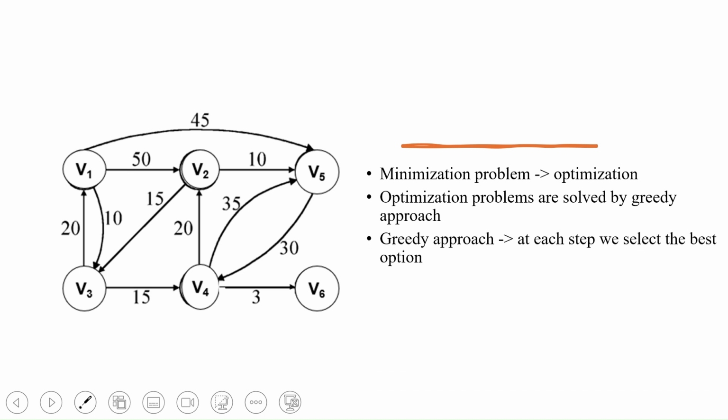So what exactly is the greedy approach? Greedy approach means at each step we select the best option. What is the best option here? Here we will select the least distance at each step. In the greedy approach, we have a predefined procedure. So here also, for Dijkstra's algorithm, we have a simple rule.